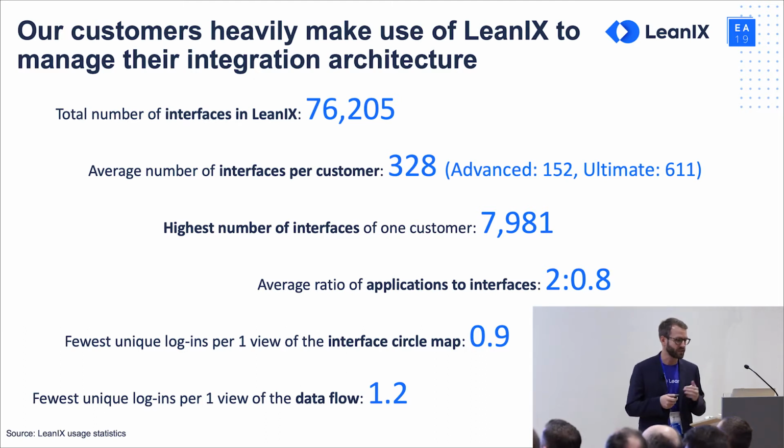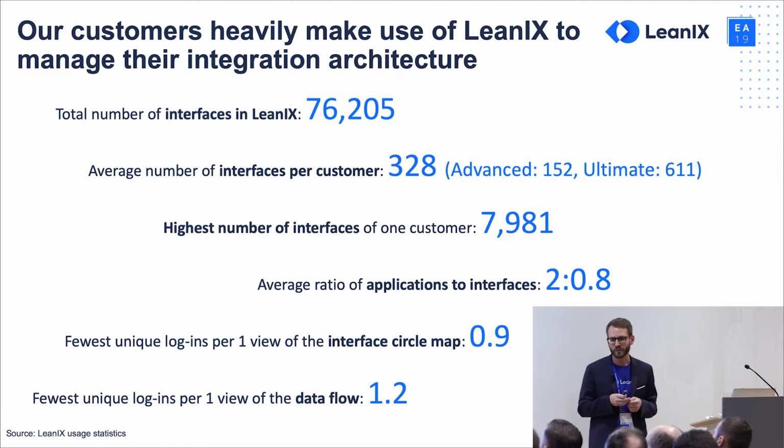The average number of interfaces, I think I can run through really quickly. It depends a little on the size of the customer: the bigger a customer normally is, the more interfaces they have on average. The ratio is 2 to 0.8 applications to interfaces. Again, probably a sign that not all of you are using that yet, so that you have applications in your system but don't have interfaces modeled.